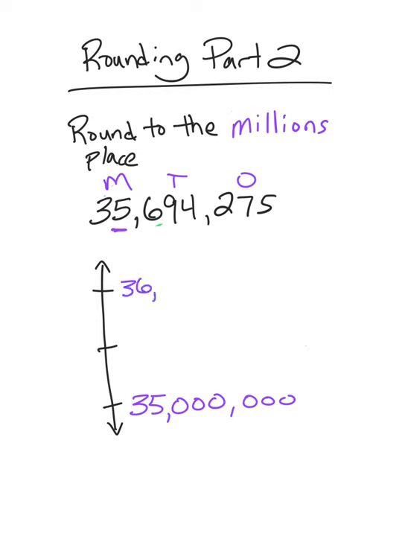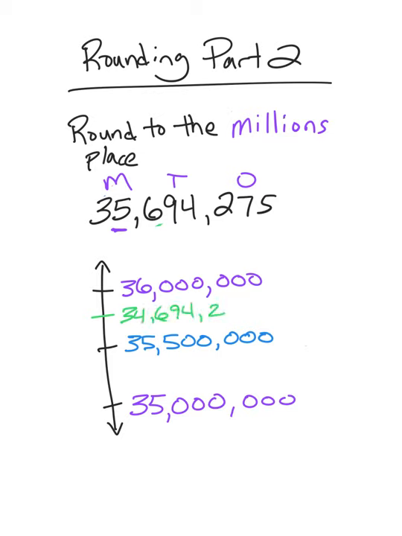Halfway between 35 million and 36 million, of course, we would have 35,500,000. So now we take our actual number of 35,694,275, and it would be right here. We would put it above that number. So we can see that this number rounds to 36 million.